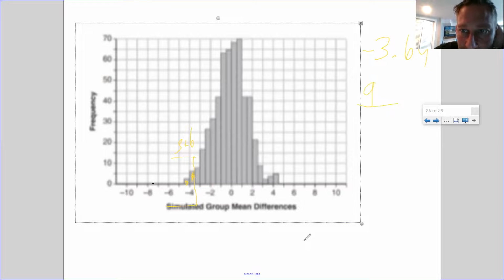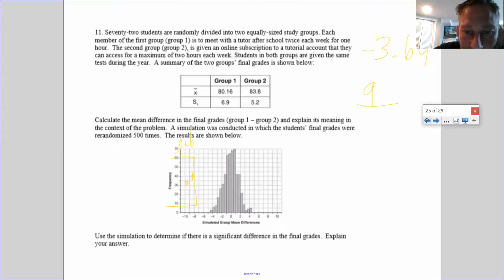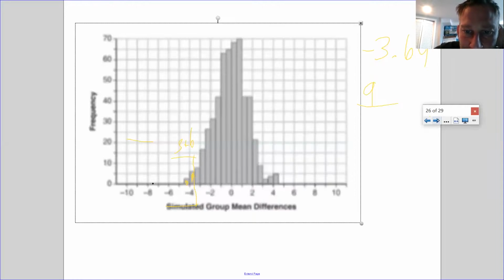9 out of how much? How many simulations were there? 9 out of 500. So 9 out of 500 is 0.018. To make that into a percent, 0.018 is 1.8%.